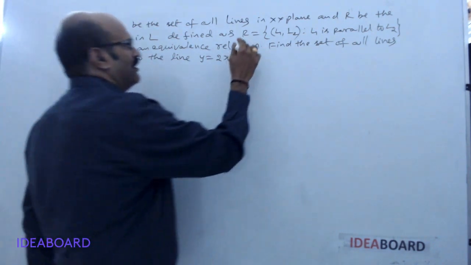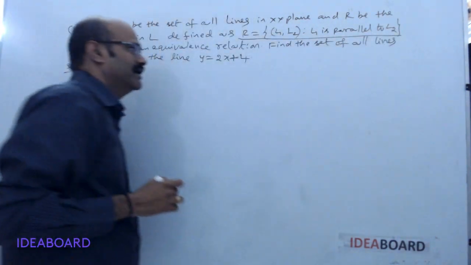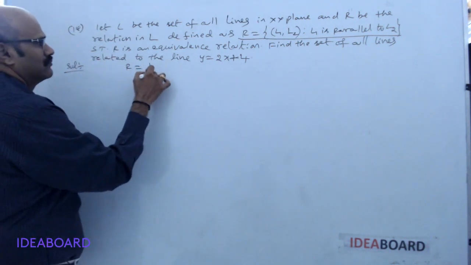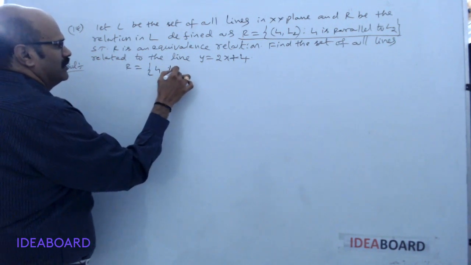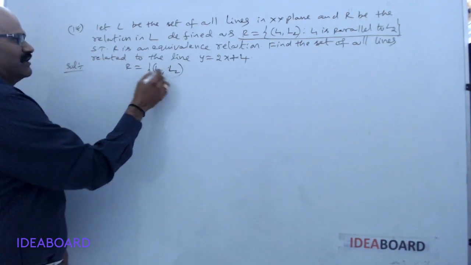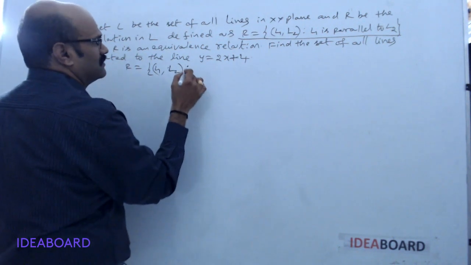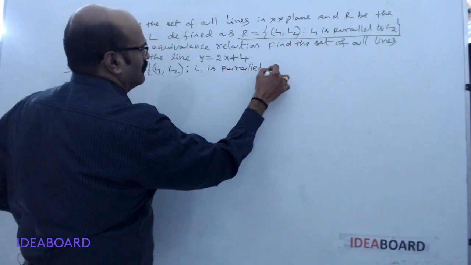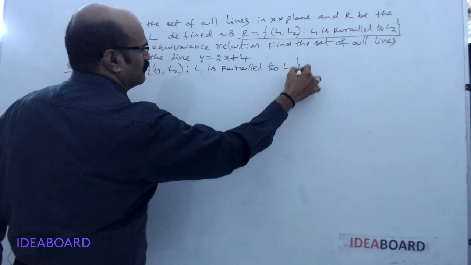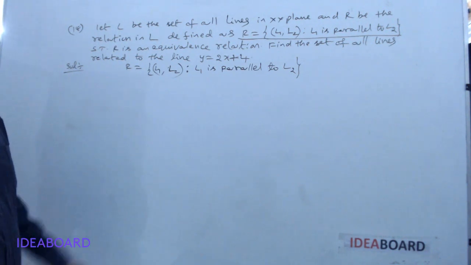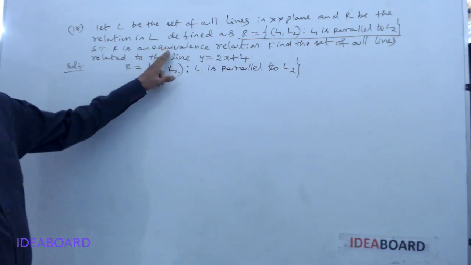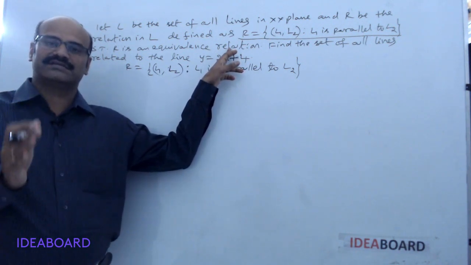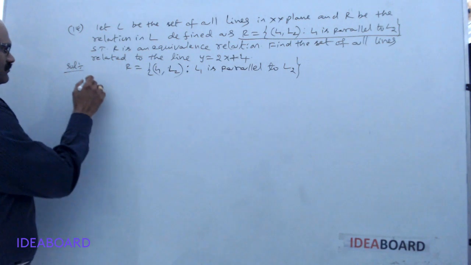Solution. Here the relation R is given by R equal to L1 comma L2 such that L1 is parallel to L2. Let me take R equal to set of ordered pairs L1 comma L2 such that L1 is parallel to L2. We have to prove that it is an equivalence relation. So first we have to prove that reflexive, next symmetric, next transitive. So first reflexive.